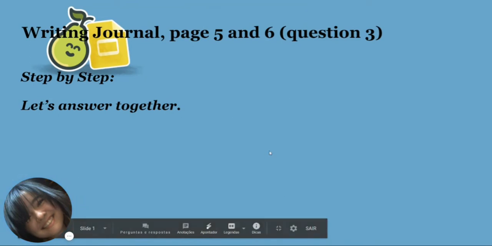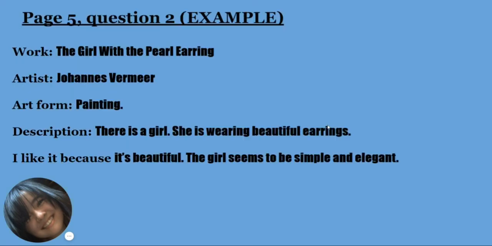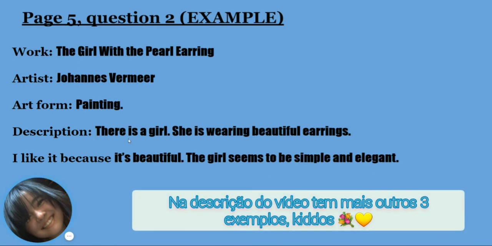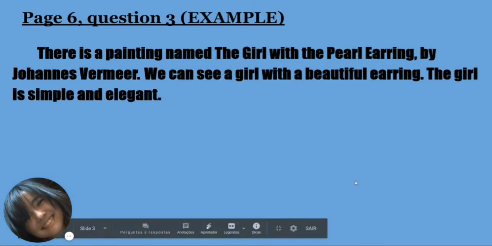Okay. Writing journal, page 5, question 2, and page 6, question 3, step by step. Page 5, question 2, an example. The name of the work, the name of the artist, art form, painting, the one that I chose. Description, there is a girl, she's wearing beautiful earrings. I like it because it's beautiful.